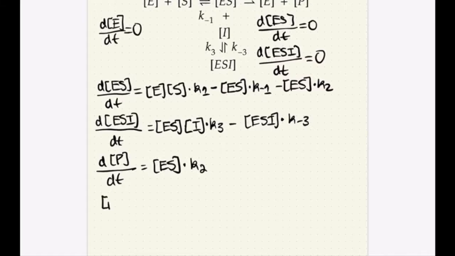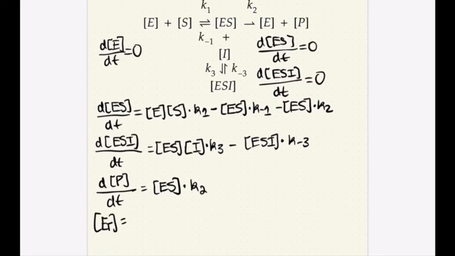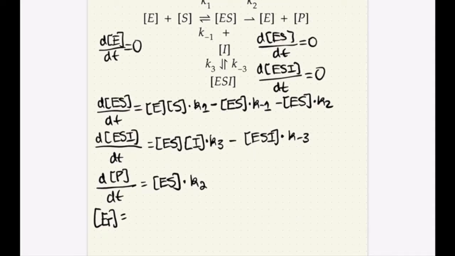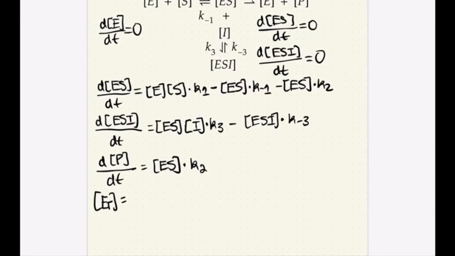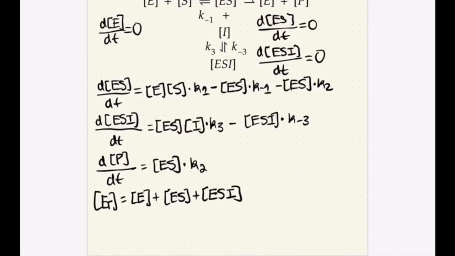And finally, we'll be defining our total enzyme concentration equation. And we can see that there's going to be only 3 instances where we have the enzyme, and that's going to be the free enzyme, the enzyme-substrate complex, and the enzyme-substrate inhibitor complex. So the total enzyme concentration is going to be equal to the enzyme concentration plus the enzyme-substrate concentration plus the enzyme-substrate inhibitor complex concentration.